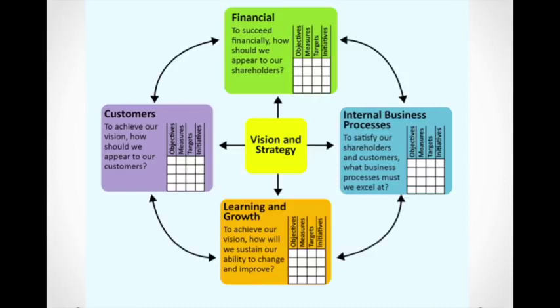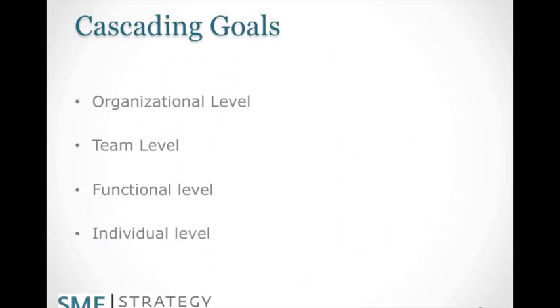So this is the balanced scorecard. You can find this on SME Strategy or anywhere else. Your organization fundamentally does 4 things. There's financial metrics, there's customer metrics, there's learning and growth metrics, and there's internal business processes. And from each, you have objectives, measures, targets, and initiatives that all roll into your strategy and that help you accomplish your vision. So another important piece of that are cascading goals. So think of the goals from the organizational level, the team level, the functional level, and the individual. They all should roll up into the ultimate goal of the organization.